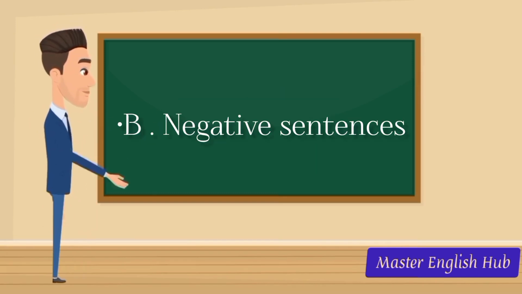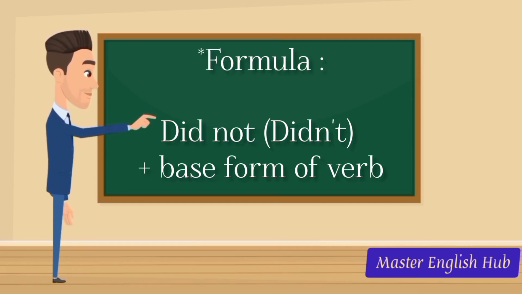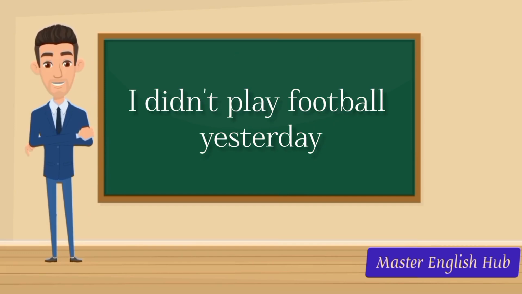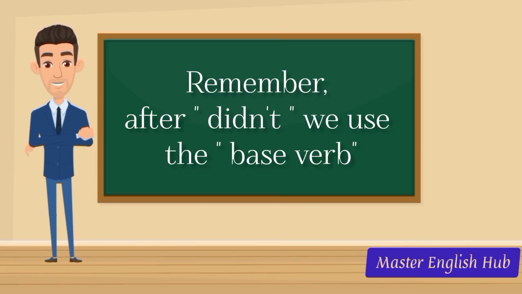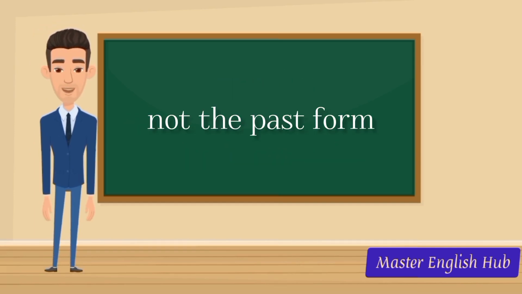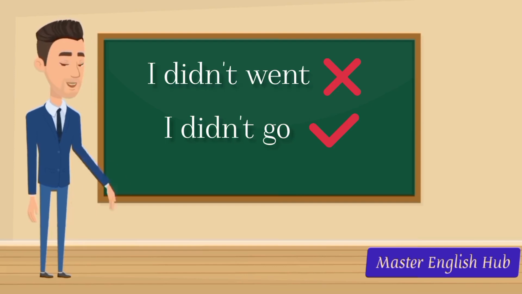B. Negative sentences. Formula: did not, didn't, plus base form of verb. I didn't play football yesterday. He didn't go to the party. Remember, after didn't, we use the base verb, not the past form. I didn't went. I didn't go.